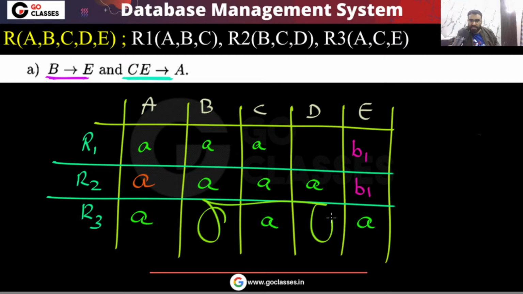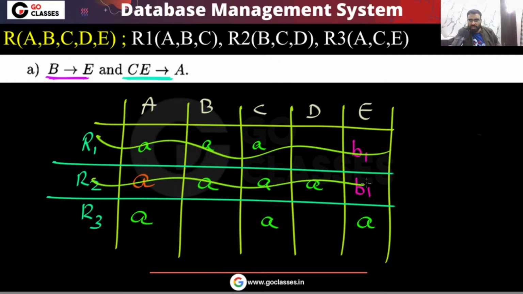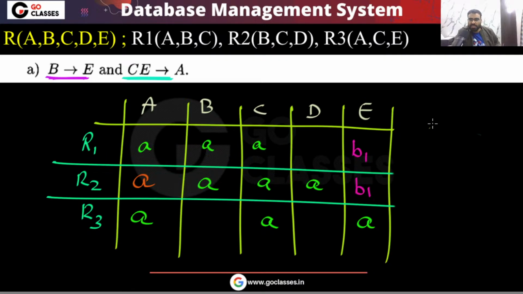Here these are the missing entries. So here I don't have all the A entries, or I can say all the entries are not A. Similarly, here also all the entries are not A. Here also all the entries are not A. So now you can see that I cannot make any changes in this table. Also, there is no row where all the entries are A. Then in this situation, I can say lossy.